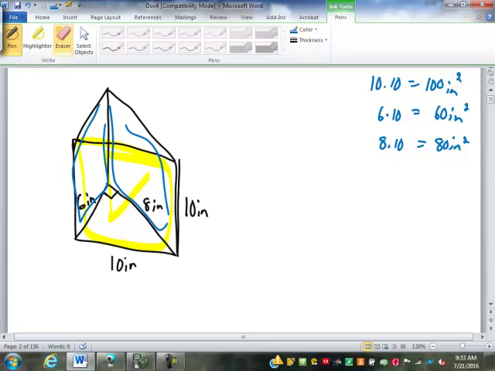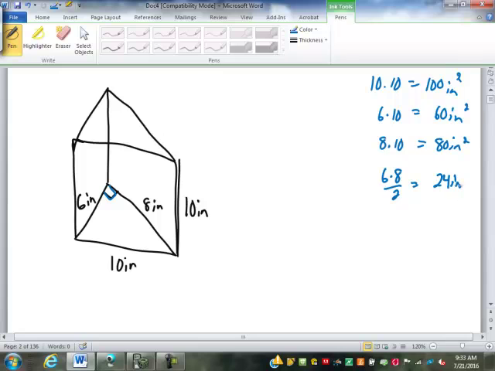Now, of course, we still need to do the top and the bottom. Those are both triangles. Which two dimensions do we use to find the area of the triangles there? Well, which two dimensions make the right angle? 6 and 8. So that bottom triangle would be 6 times 8 divided by 2, which would be 24 square inches. And the top would be just like it. So we got what, 288 square inches?